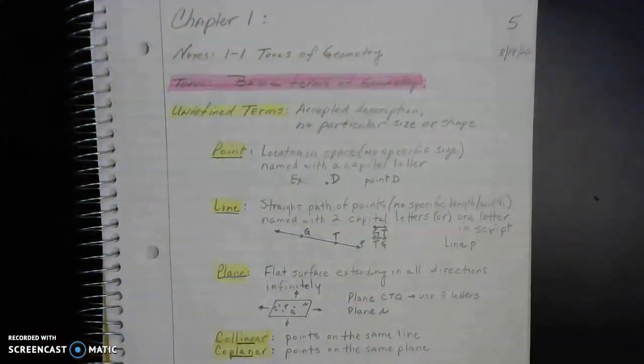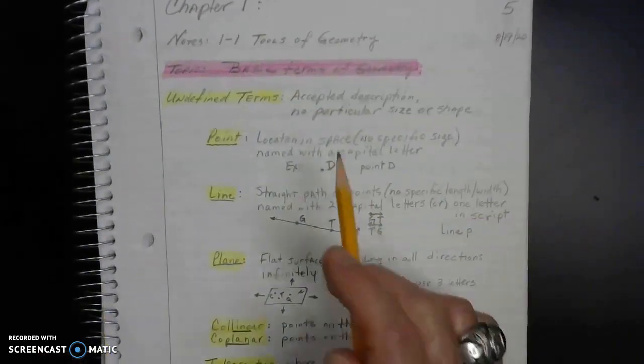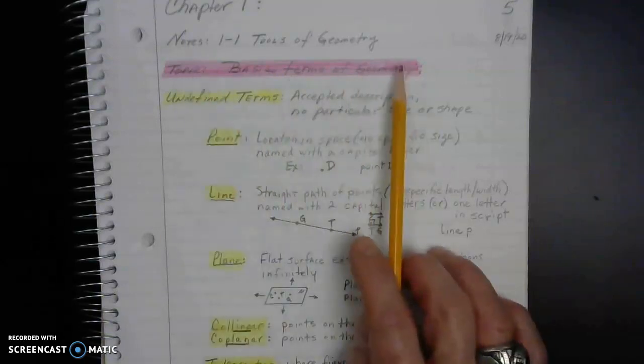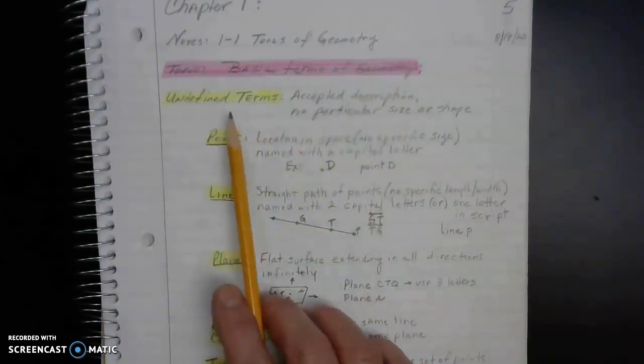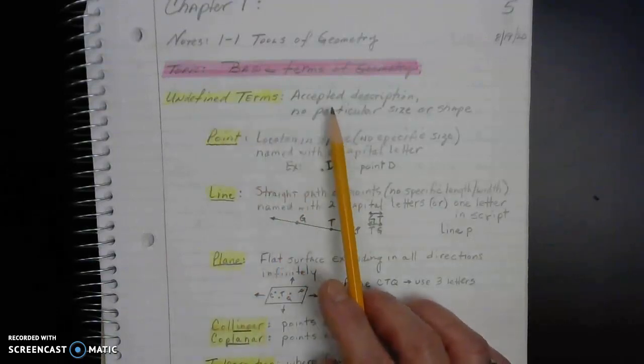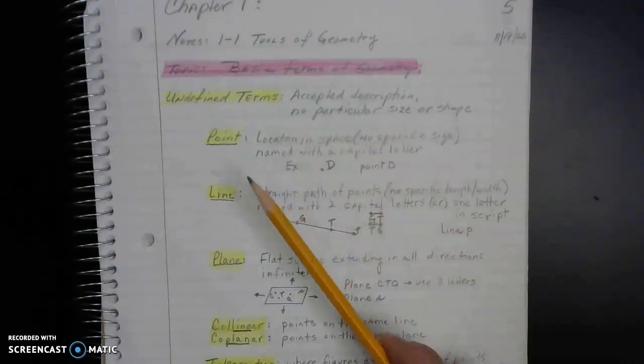It's Wednesday the 19th. So this is your topic, basic terms of geometry. You need to write that and highlight it. Okay. And then undefined terms: their accepted description, no particular size or shape. That is what undefined terms are. And the three undefined terms are point, line, and plane.